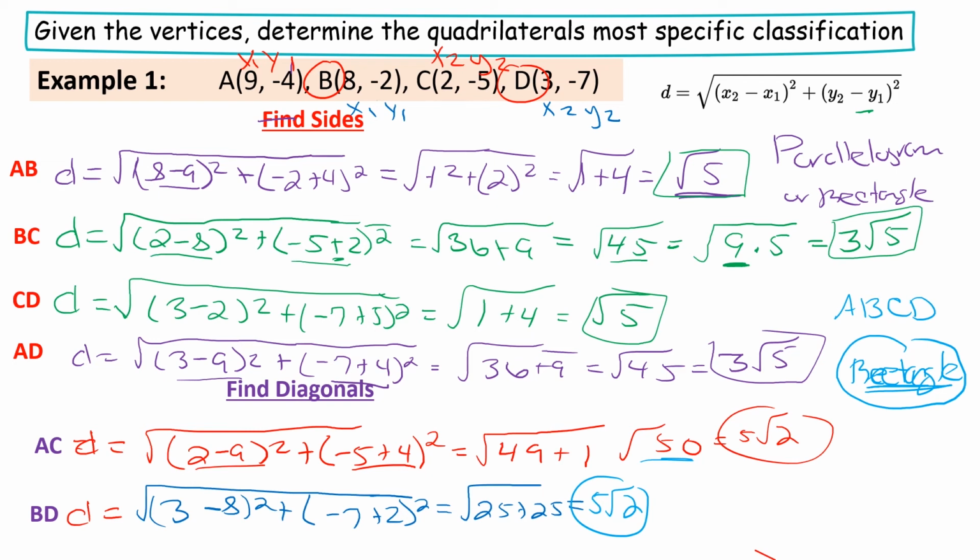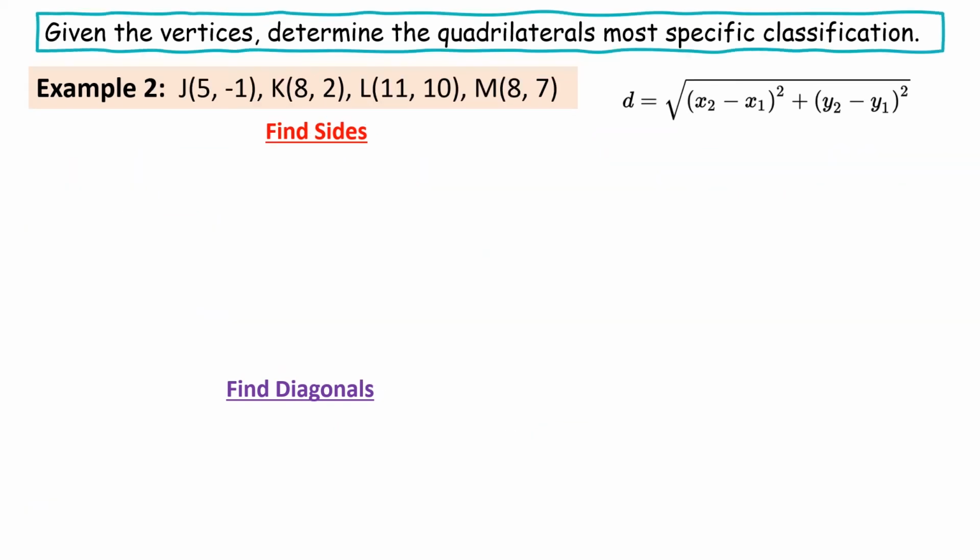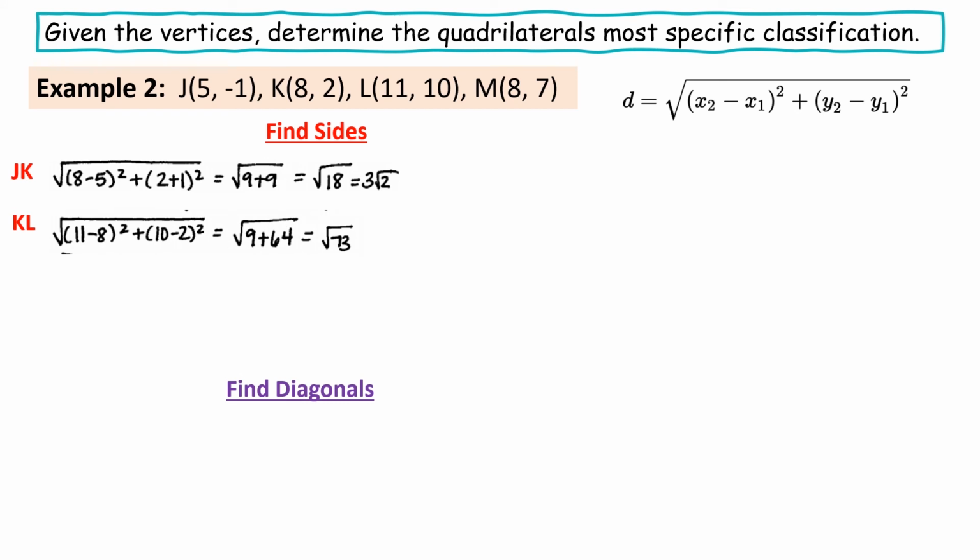All right, so let's try another one. Let's take a look at this example here. It will take a little less time because it is pre-written, so I'm just going to be showing you the distance formula for each side. So first for side JK, when we plug it into the distance formula, we get 3 square root of 2. If you still need a little help with the distance formula, please pause the video and see what work was done here. Then we find KL, and we get the square root of 73.